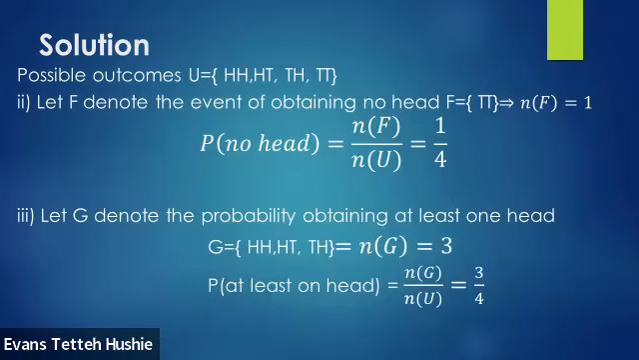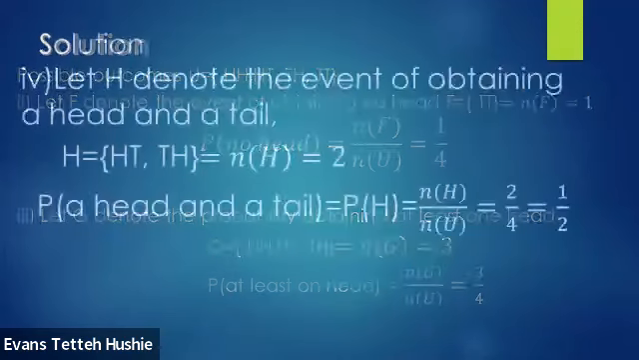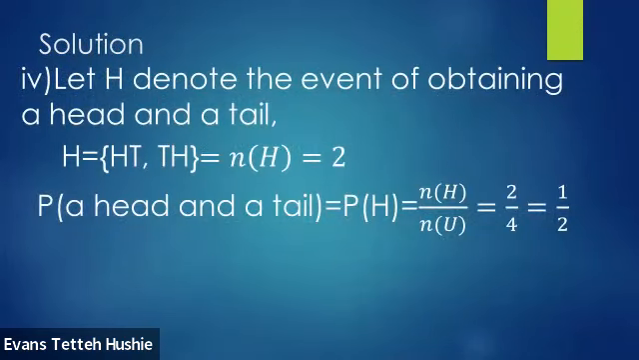Okay. Most of you got that. That was good. And then we have the event of a head and a tail, and that is 2. You know why it's 2? And that is 2 over 4. Then we have our 1 over 2. We've simplified. Any questions? Or something you didn't understand?